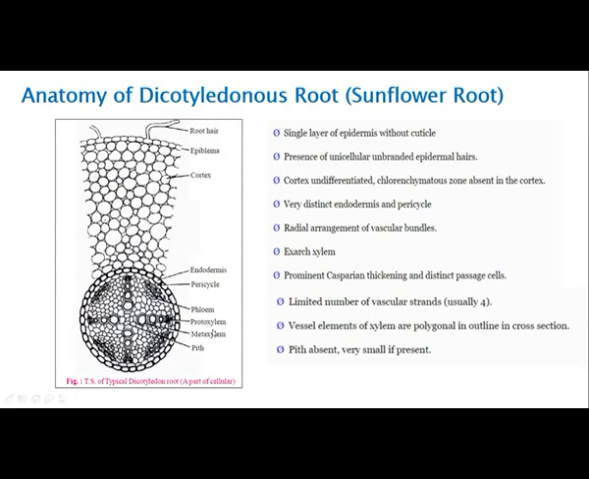The parenchymatous tissue is found in between the xylem and phloem, and this tissue in between the xylem and phloem is called the conjunctive tissue. Now the phloem is present between the two xylem.